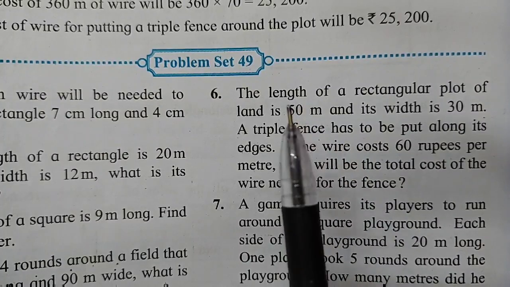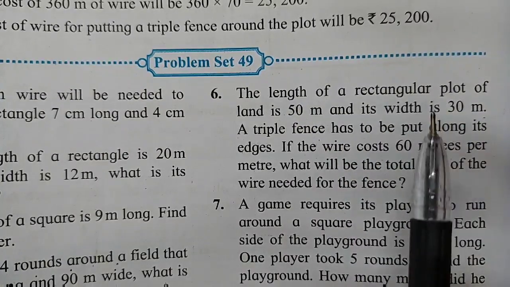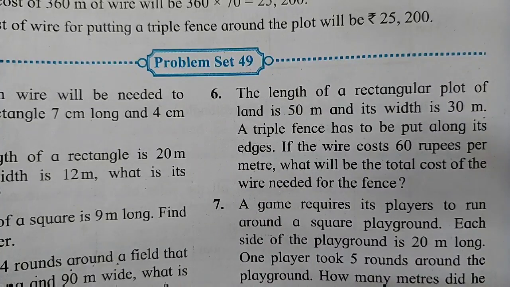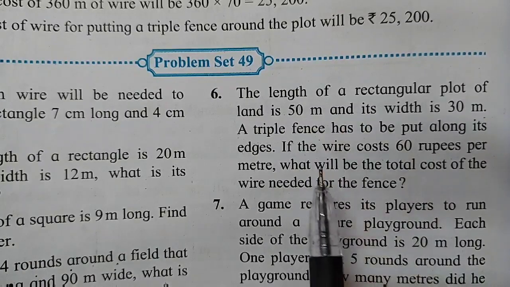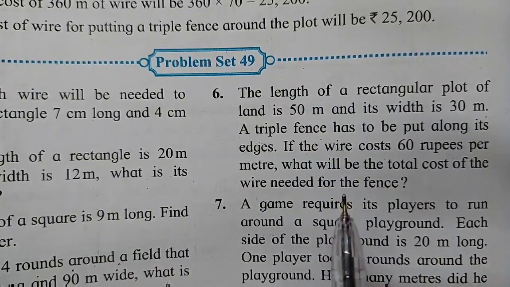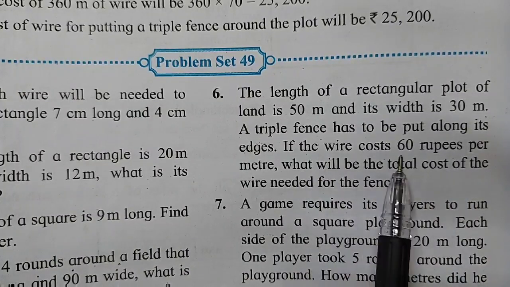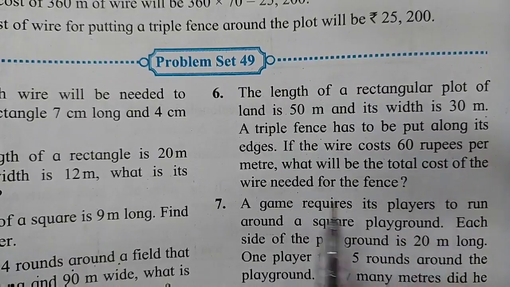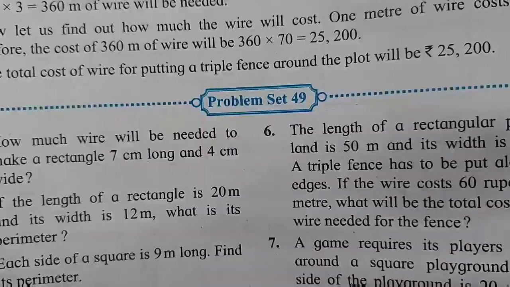Its measurement is 50 meters and 30 meters. Okay. Now triple fencing, you know fencing, that iron wire is put on the boundary wall. Edges means the boundary wall, right? That is a rectangle. And triple, 3 wires are there, so that people can't come in to rob, right? So first we have to find out how much wire is required, and then we have to find out how much that wire will cost, because that wire is costing 60 rupees per meter. So we have to find out the total cost for the fencing.